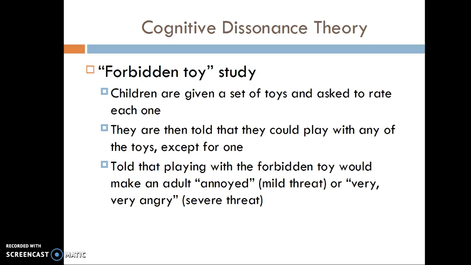Another group was told that an adult would be very, very angry and take all the toys away and never come back. In both conditions, the researcher told the children that they would leave the room, but the children were being secretly observed while they played with the toys. All of the children obeyed the rules and did not play with the forbidden toy. When the researcher returned to the room, they had the children rate the toys again. Interestingly, the children in the mild threat condition evaluated the forbidden toy less favorably than they did to begin with. But the children in the severe threat condition evaluated the forbidden toy as favorably as they had originally rated it, or some of them even more favorably.